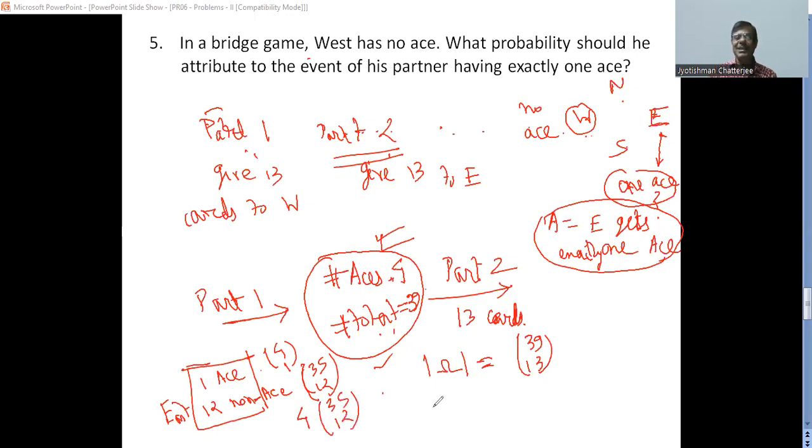Now we have found both things. So what should be the conditional probability? Conditional probability of A, given that information, you should identify that event also. Event B is equal to so and so, and probability of A given B will be 4 times 35C12 divided by 39C13. The total number of possibilities is 39C13, and these are the favorable scenarios. So 4 multiplied by this, divided by this.